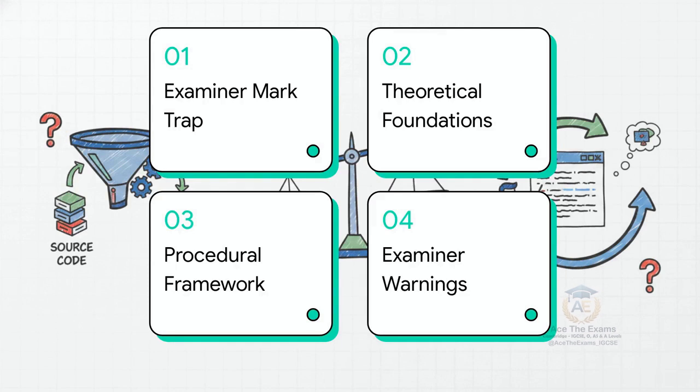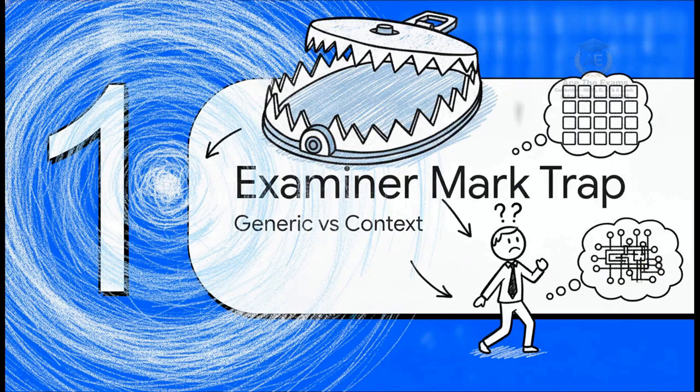Okay, let's dive into this roadmap. We've structured this explainer to mirror the exact logical decomposition required in the exam itself. First step, we'll expose the examiner's mark trap, the biggest pitfall out there. Second, we'll build up your theoretical foundations so you actually understand the core concepts. Third, we're going to implement the procedural framework. And finally, we will break down the top 3 examiner warnings to ensure your answers are virtually bulletproof under pressure. Let's start with Section 1, the examiner's mark trap.